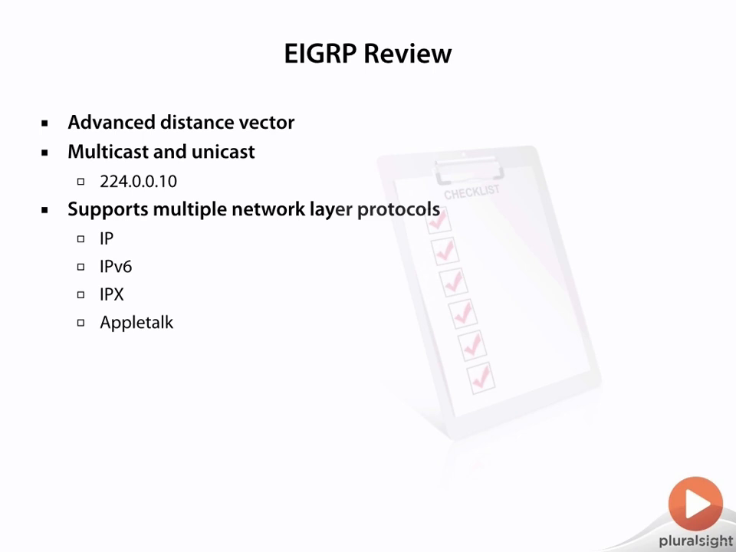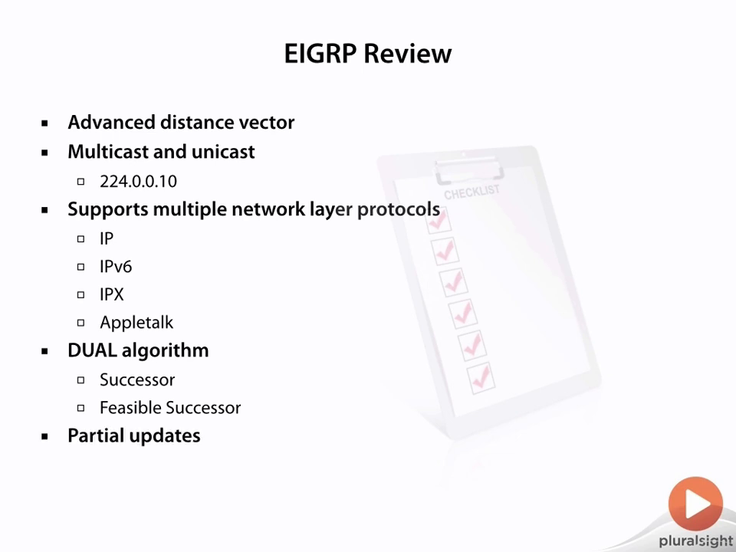But it does support multiple network layer protocols, as I mentioned, IP and IPv6, IPX, AppleTalk, and so on. Now, EIGRP uses the DUAL algorithm, that's the Diffusing Update Algorithm. This algorithm determines a successor route, or what we would consider to be the best path, and a feasible successor, which is, for the most part, the next best path. EIGRP does partial updates. Rather than sending the entire routing table, we can send partial updates, and it's just much more efficient.